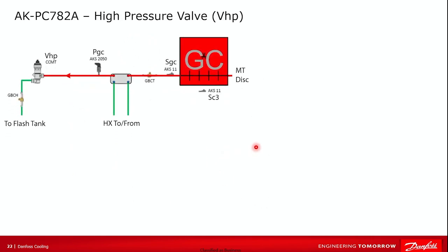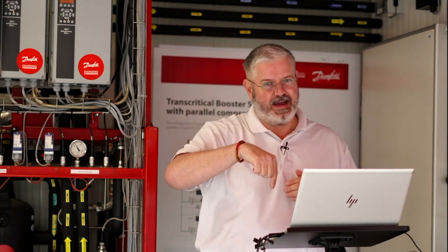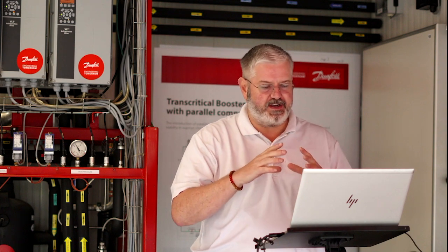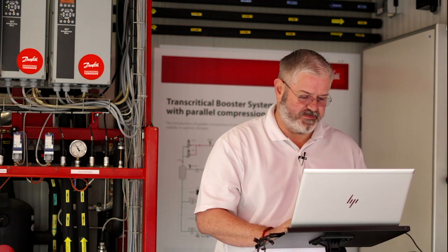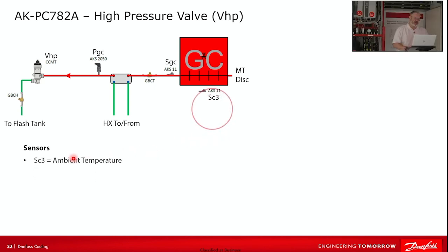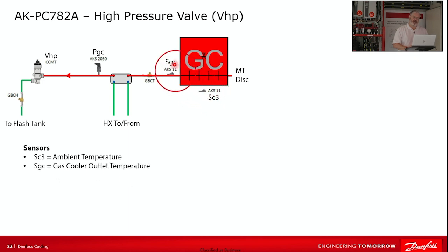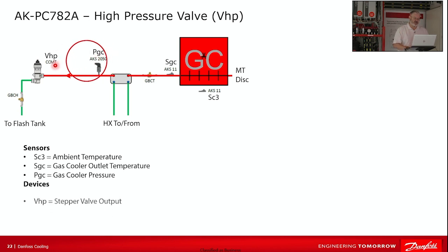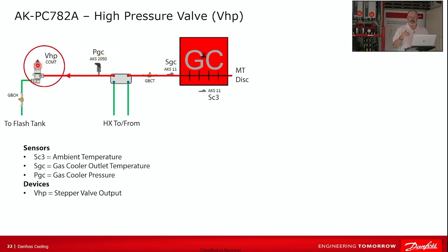So the high pressure valve, this is one of the two new components that we need. If you'll remember, to get from the high side of the system in the supercritical fluid region down into the dome where we have liquid and we can change state and do work, we needed the high pressure valve. The way this controls is kind of interesting. The sensors: it makes reference to the ambient temp. The gas cooler outlet temp is extremely important to it. We've got a pressure on the gas cooler outlet. And then as far as devices, it's just the stepper valve itself, the high pressure valve.